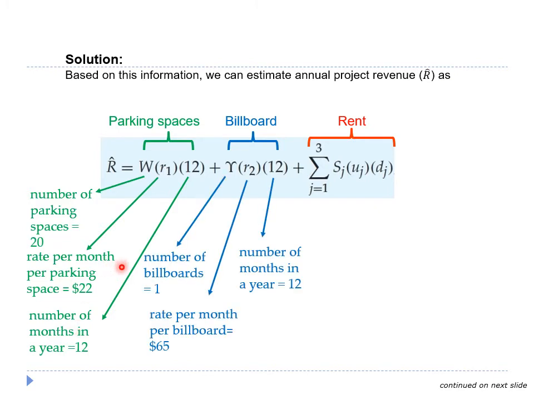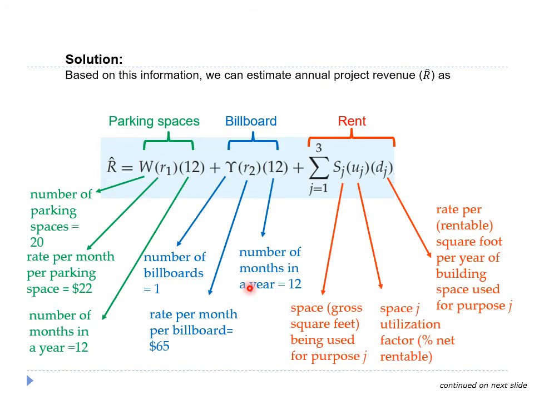The revenue generated from the billboard can be estimated by multiplying one billboard by the rate per month per billboard of $65 and 12 months of a year. The rent is estimated from this unit formula. SJ is the space in gross square feet being used for purpose J. UJ is the space J utilization factor in percent net rentable. And DJ is the rent per rentable square foot per year of building space used for purpose J.